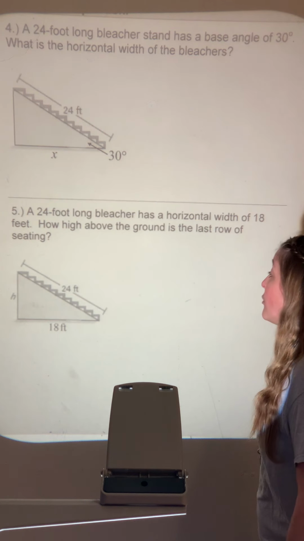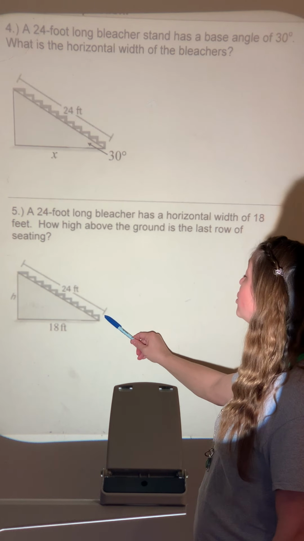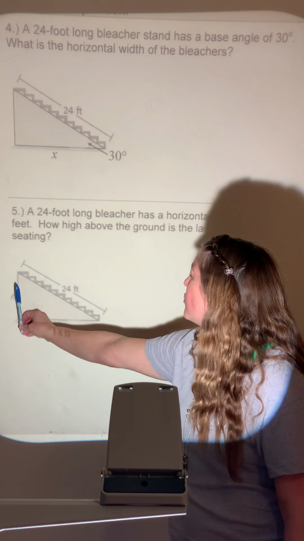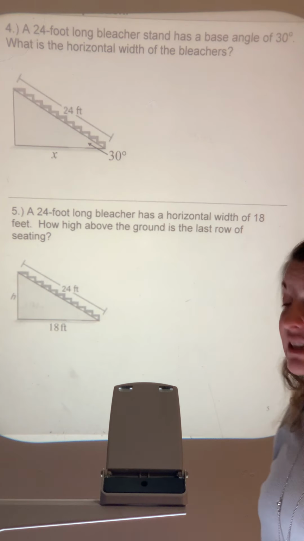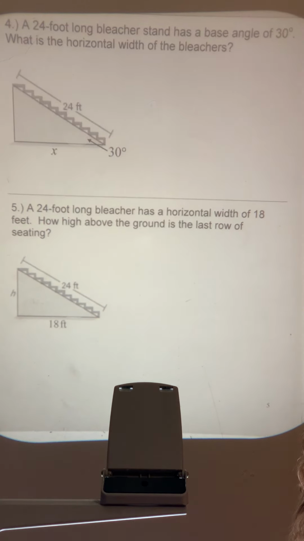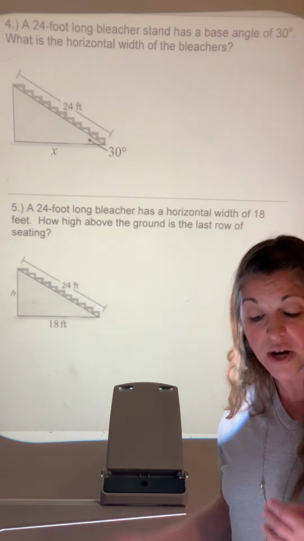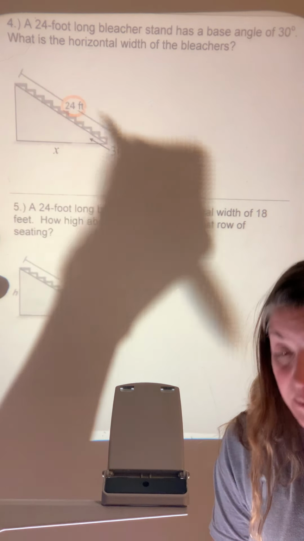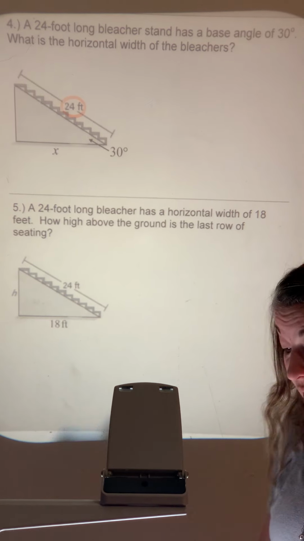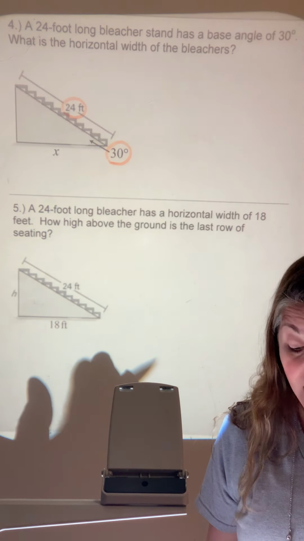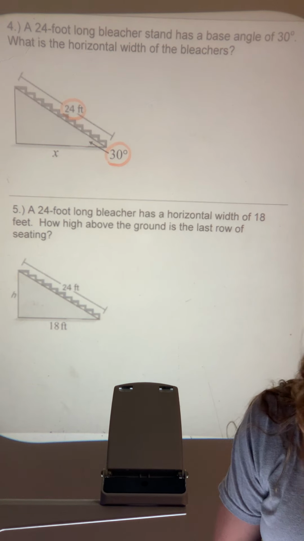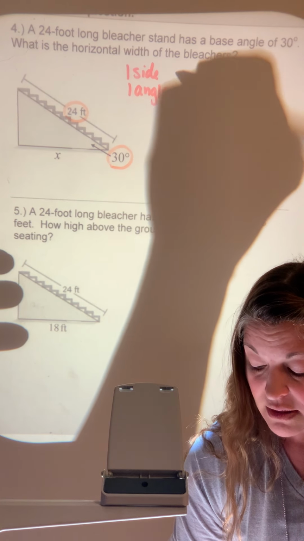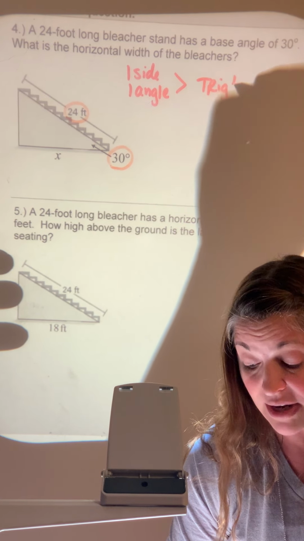Over here for number 5, we have the same 24-foot long bleacher. Now we're talking about it having a horizontal width of 18, and now I want to know how high above the ground is that last row? So again, thinking about the questions from the other page, what am I given? In the first one, I'm only given one number for the sides. However, they also give me one angle. So if we remember, when we're given one side and one angle, that means we're going to use the trig.